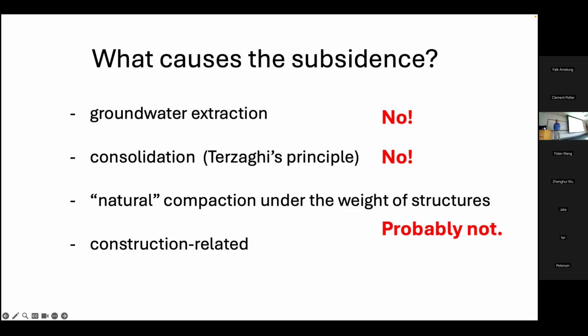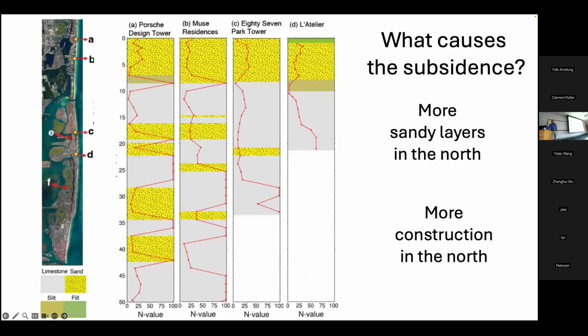Okay, I didn't fully understand the question. Sorry. Yeah, you're showing that the strength of the soil is pretty weak. I guess the red curve is showing that. So why is compaction not more important compared to construction?